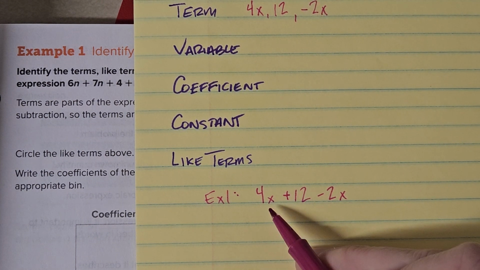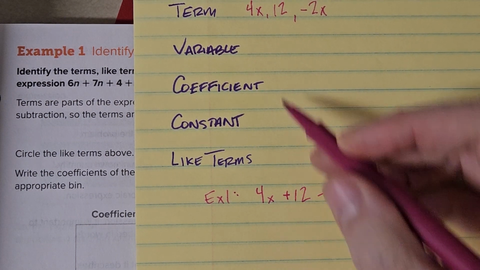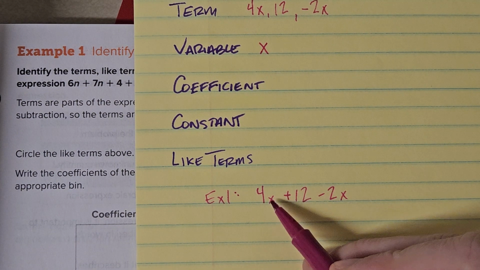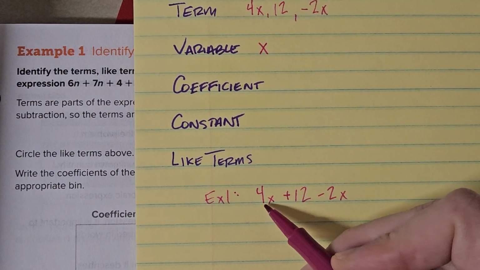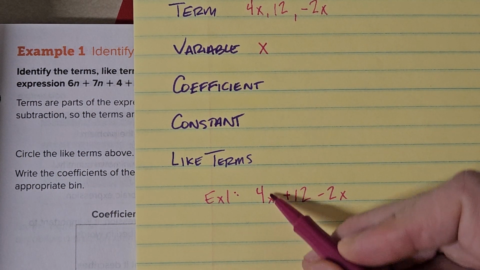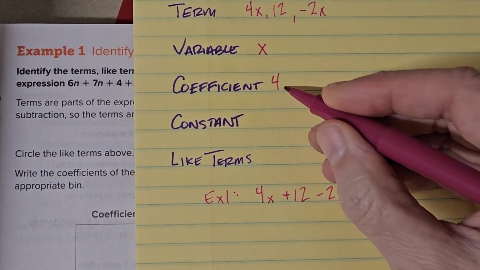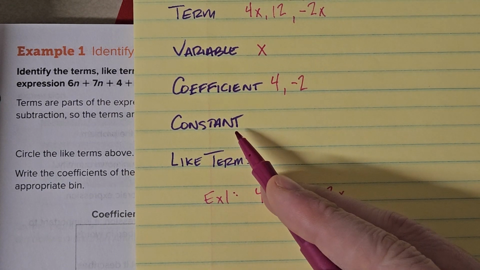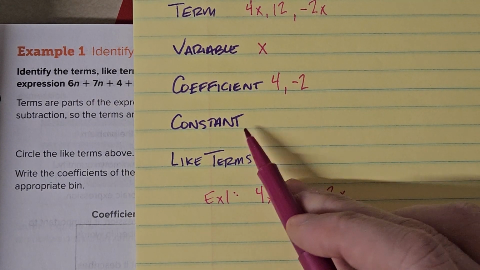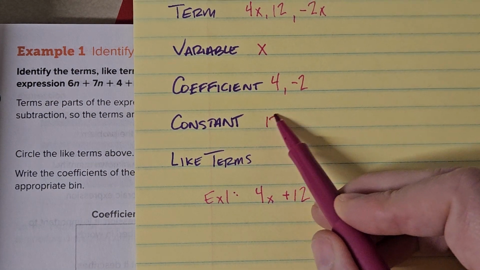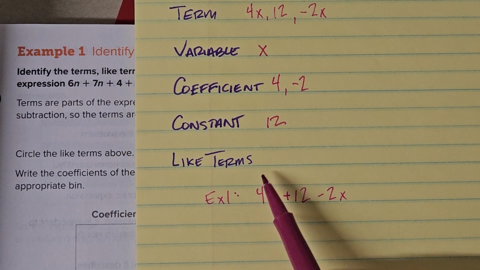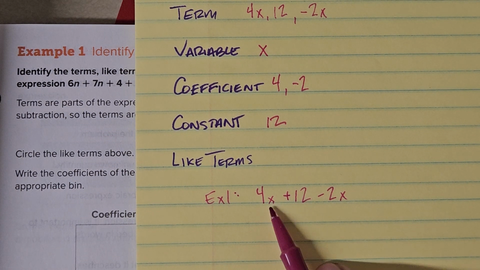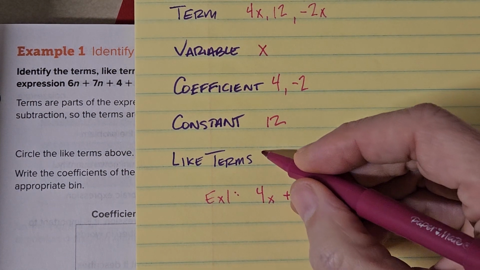In this example, we have a variable. The variable is the x. There's no other variables, there's no other symbols we don't know. The coefficient is the number in front of the variable. So here you have a 4, and we have a negative 2. The constant is just the number, no variable attached, so it's a term that is only a number. In this case, we have 12. Now, are there any terms that are alike or have the same variable or no variable at all? Well, in this case, we have 4x and negative 2x that are same.